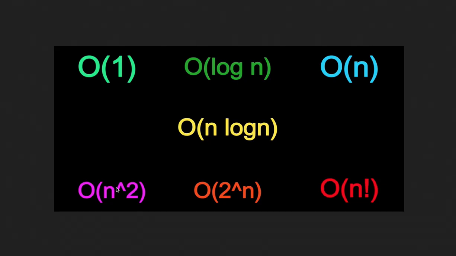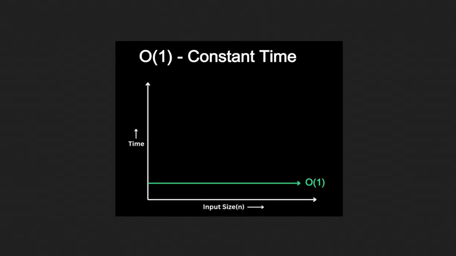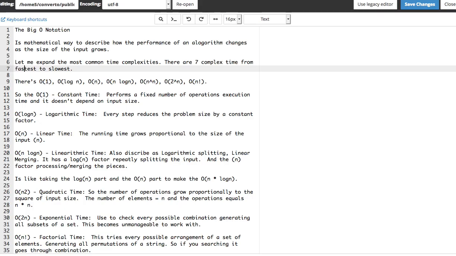It's just a calculation. The first one is the constant time. Let's see what I wrote here. See, we have the O(1). That's what you just saw, the constant time. It performs a fixed number of operations, and the execution time doesn't depend on the input size. So it doesn't matter if you do 10 or a million, it's fast.